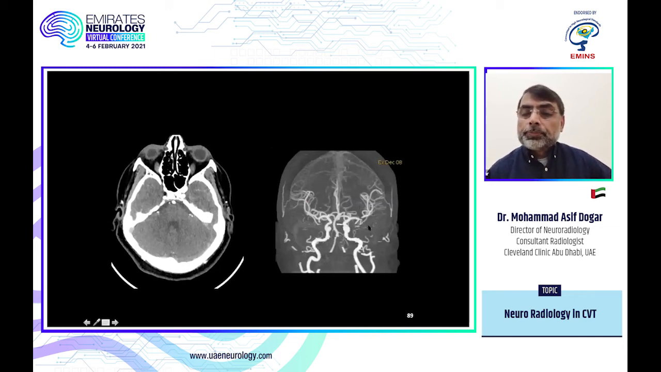Patient has a subarachnoid hemorrhage. On most of the CTA, the venous sinuses are opacified. Even from their scan, if you look here, the left transverse sinus or the sigmoid sinus is not opacified, and the right one is opacified.